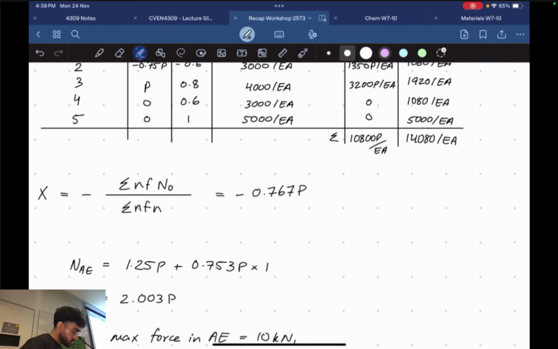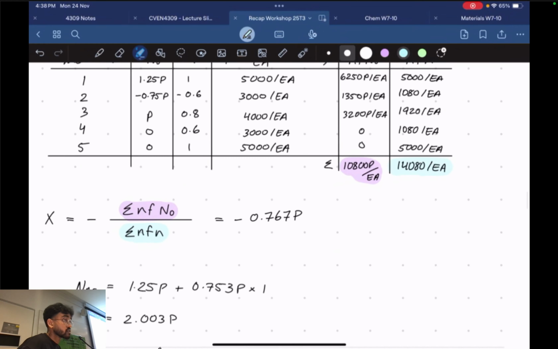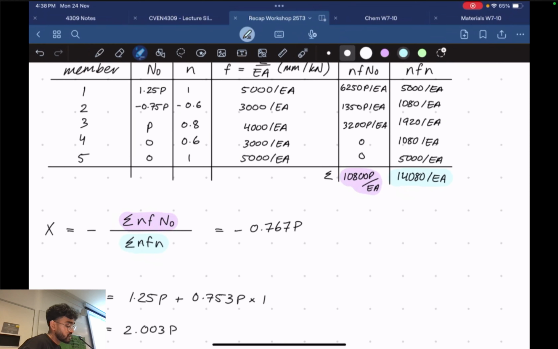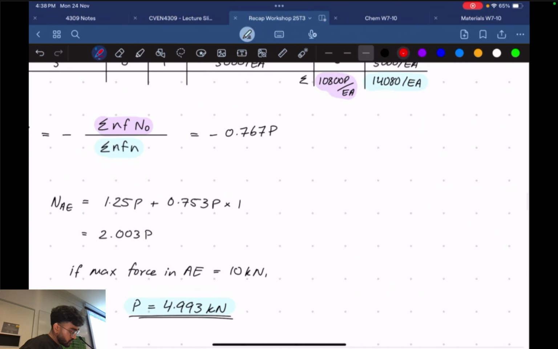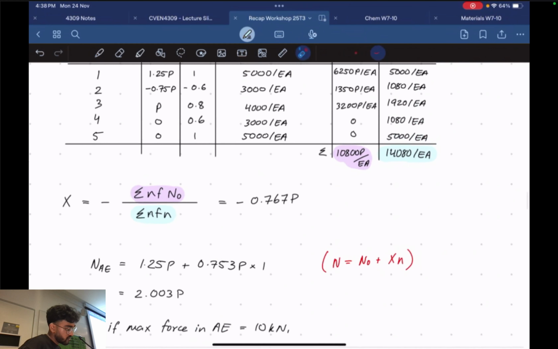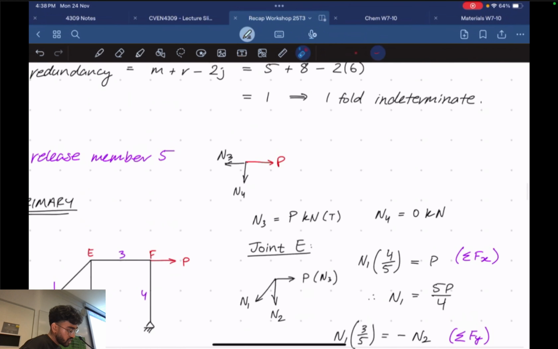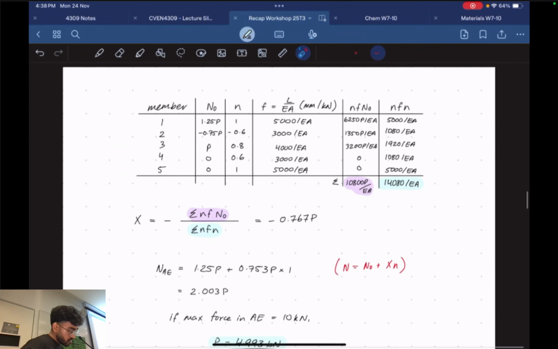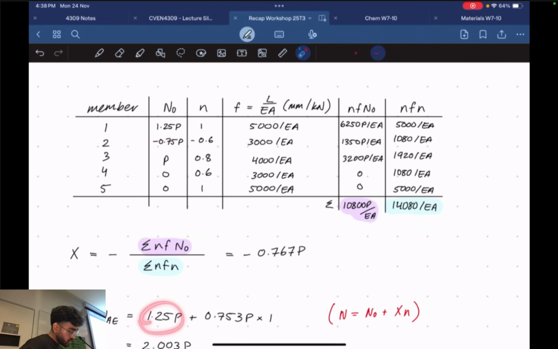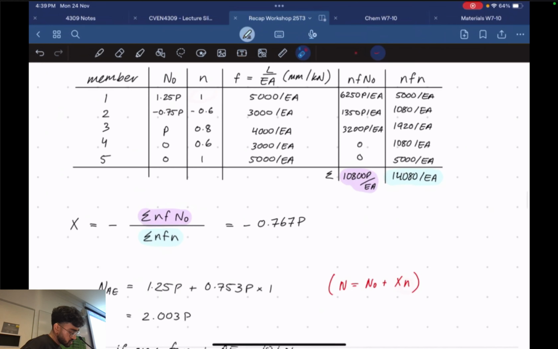So I'm gonna color code this stuff. This is this. Any confusion? That's to find my value of x. And now to find the axial force for your member, the formula itself is going to be n0 plus x times n. So n0 is just everything. It's already in the table. So because I'm trying to find it for AE, which I've defined to be member number 1, I'm gonna take a look at member number 1. N0 is 1.25P. N is just 1, so it's just gonna be.